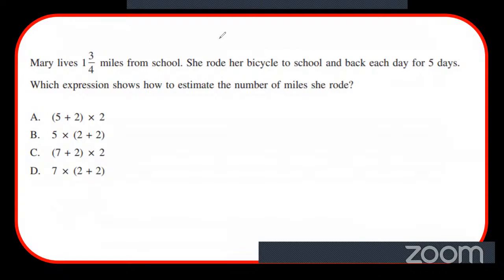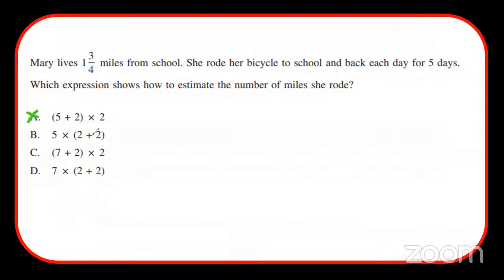Let us see if we have anything looking like that. 5 plus 2 here is showing that maybe we're adding the 2 miles plus the 5 days, which is really not something that we should be doing. So this one cannot work. All right, let's look at B. It says 5 multiplied by 2 plus 2. So 2 plus 2 is telling us that this 2 miles ridden to school plus the 2 miles ridden back home is for one day. And if we multiply that by 5, we'll get how many miles she has ridden for the week, right?